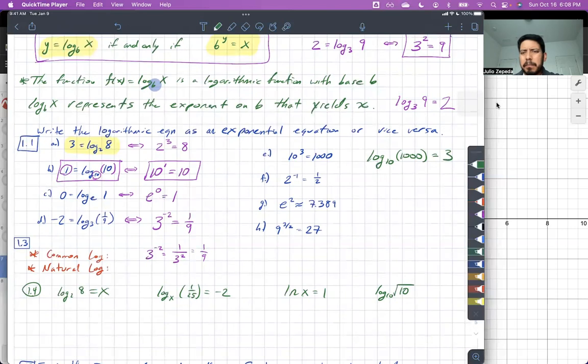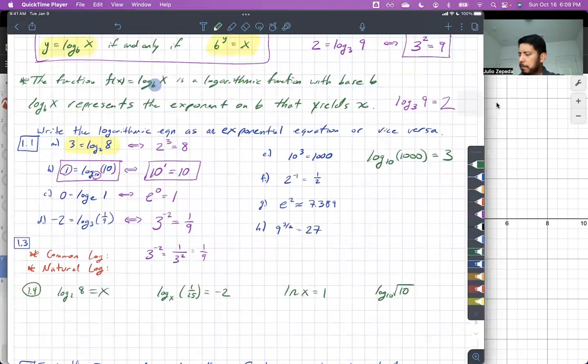Okay, and so again, we could ask ourselves, if we were just looking at the log part, what exponent do we need to put on 10 to get 1,000? Well, that would be 3. So this logarithmic equation makes sense.